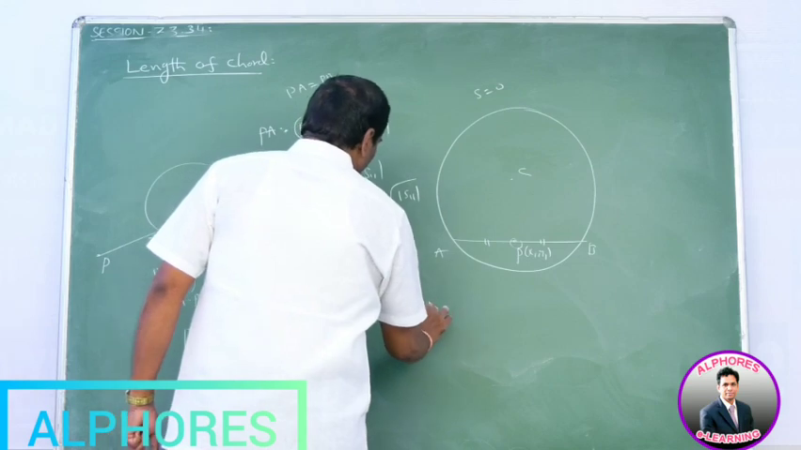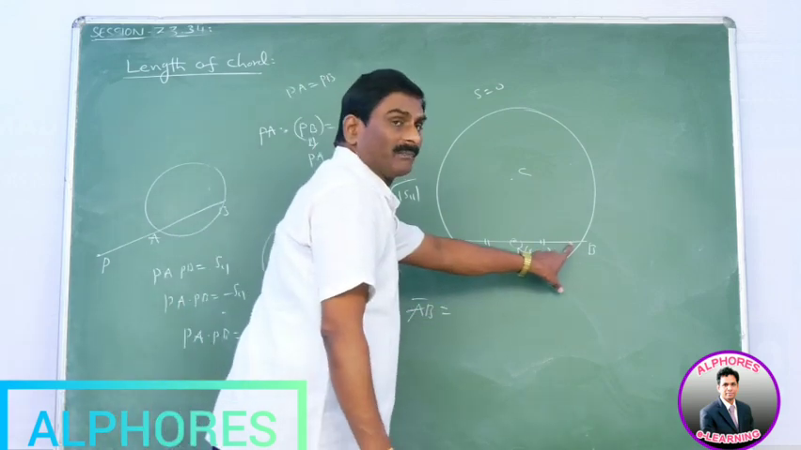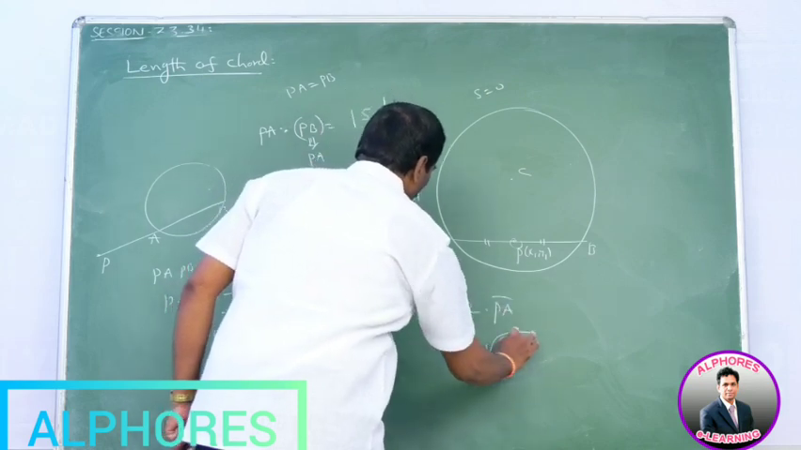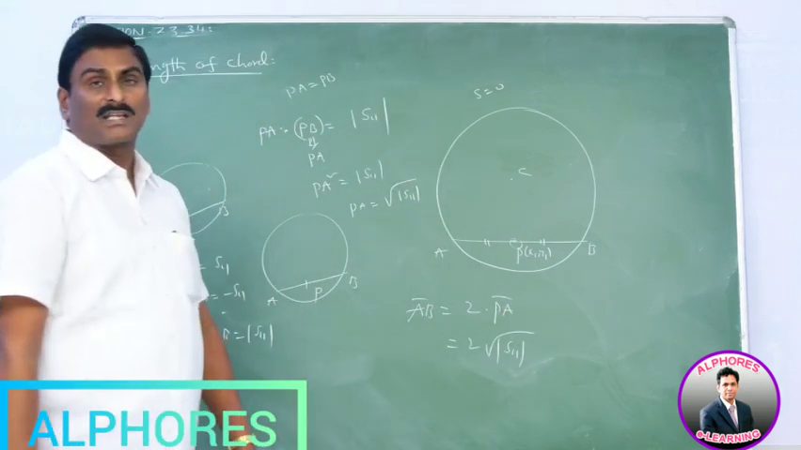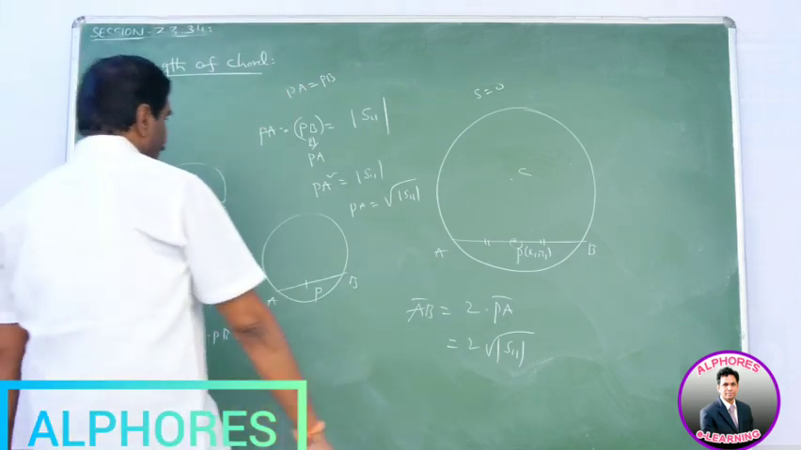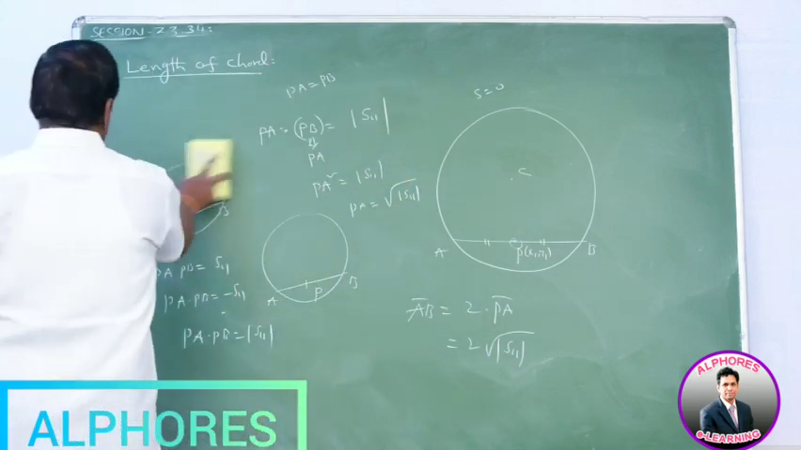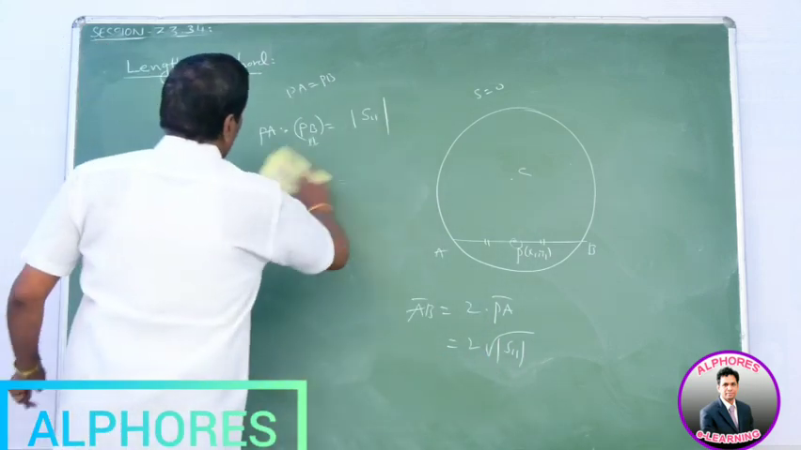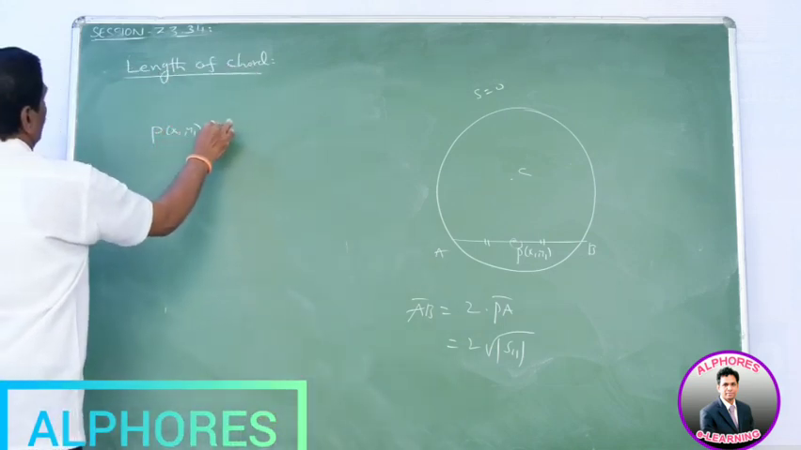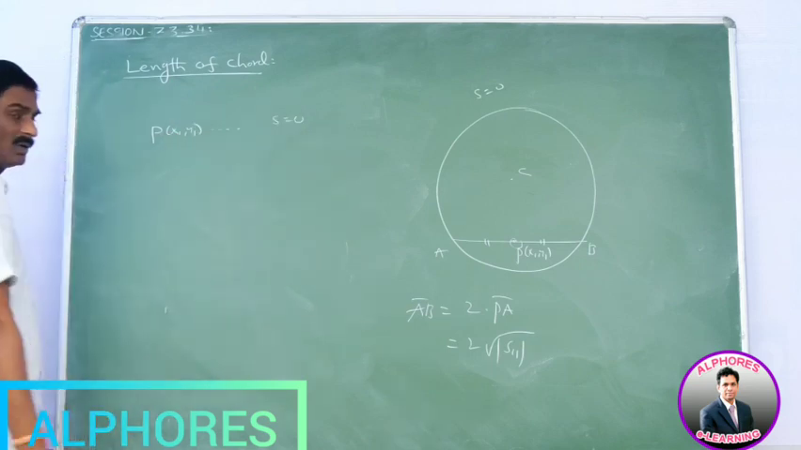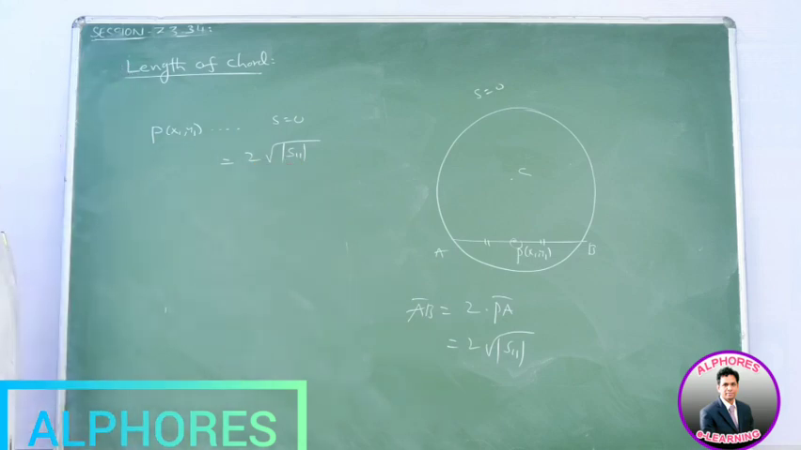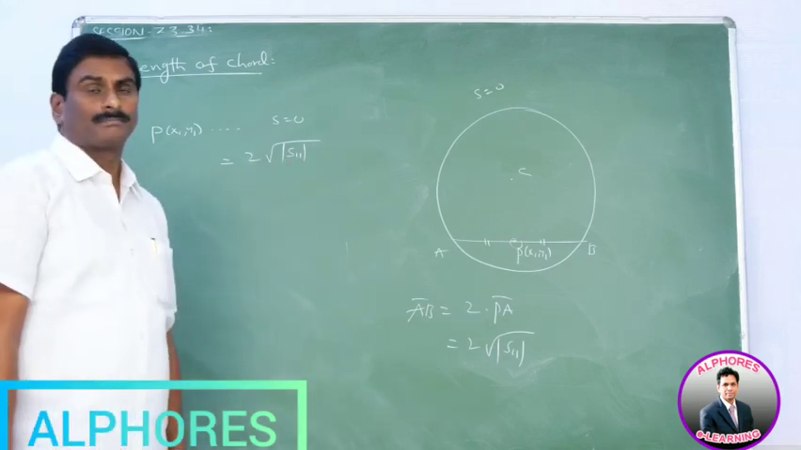Therefore, the length of the chord AB is AP plus PB. AP is equal to PB, that means 2 into PA, which is equal to 2 root mod S11. If the midpoint of the chord is given, then the length of the chord is 2 root mod S11. Note this point. Second one: let P(x1, y1) be the midpoint of the chord to the circle S is equal to 0. Then the length of the chord is equal to 2 root mod S11. Proof.